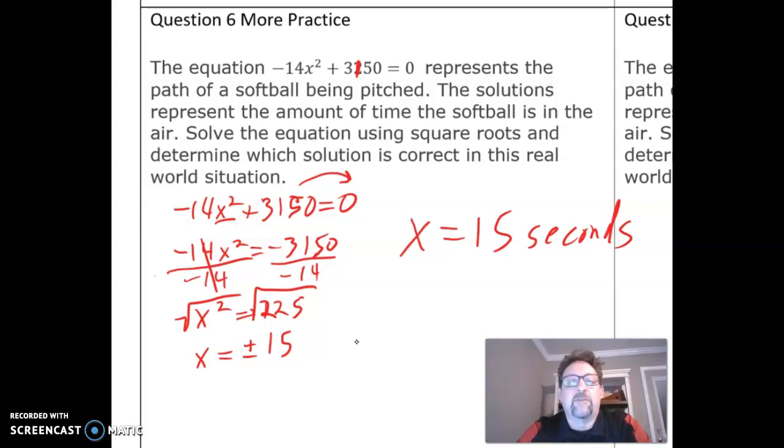Okay, look over that as many times as you need. Take whatever notes you need to take, and then try question 6 from the test.